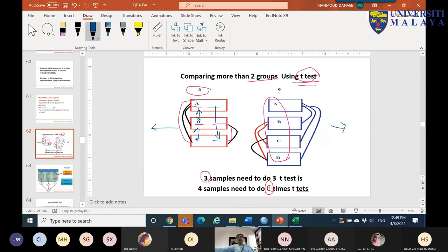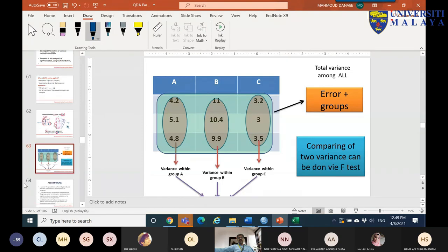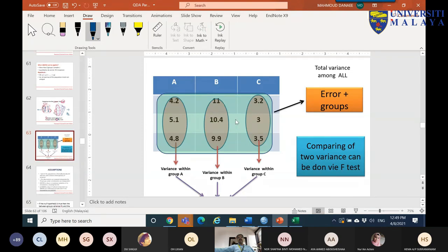Same here. It is not only because of the number of tests. It is based on the accuracy. So that's why the statistician introduced a new technique, which is called one-way ANOVA. I don't want to talk about details of one-way ANOVA. Straightforward, I want to teach you how to analyze your data. But the one-way ANOVA is working based on the variance, the total variance among groups. How much is the variance caused between groups and how much of the variance is within groups?